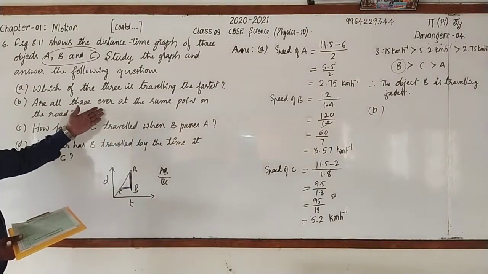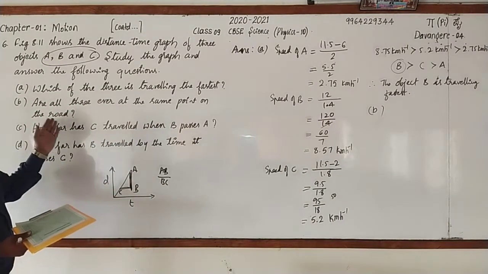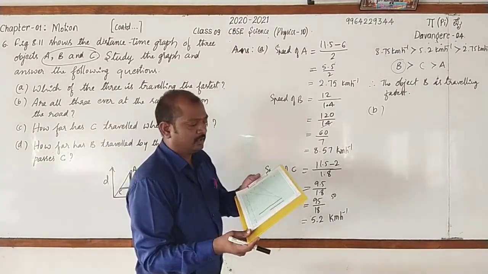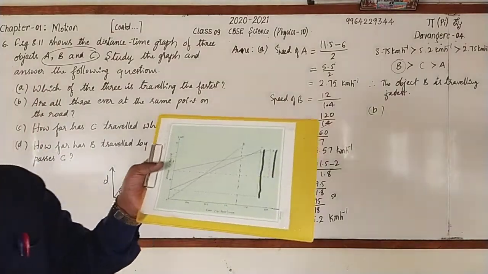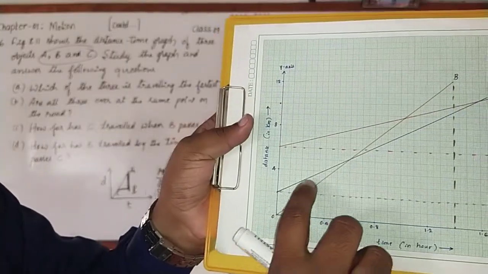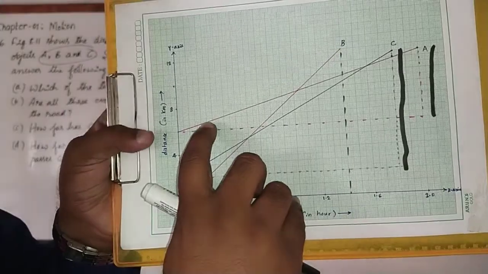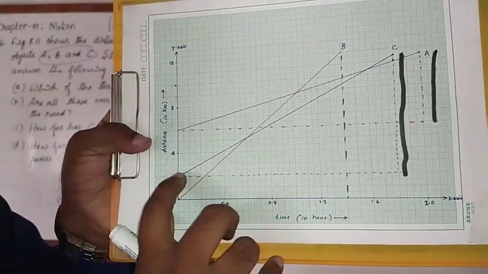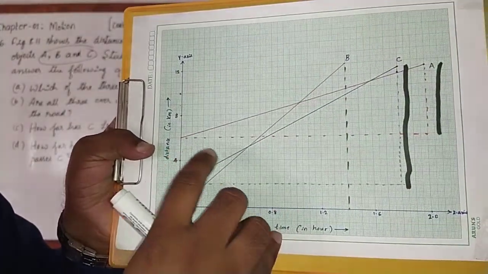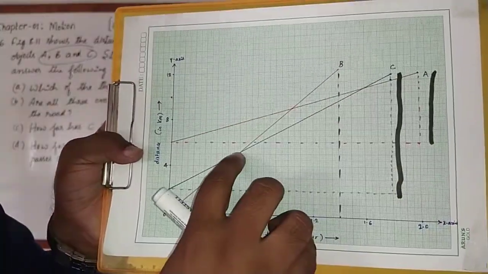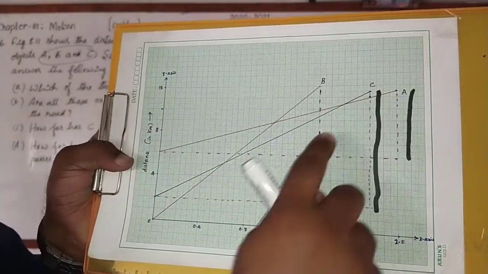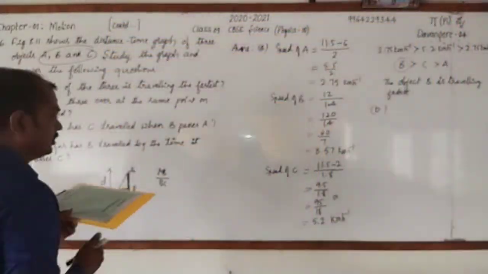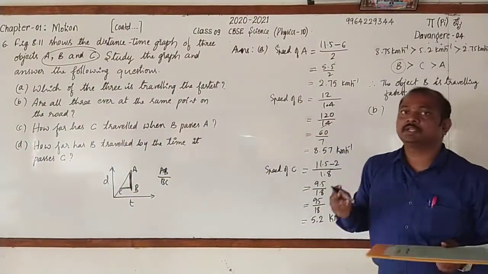Next, let's go for the second one. Are all three ever at the same point on the road? When they are traveling, do they meet at any point? All the three. You can observe that in this graph, object A and B meet at this point. Object C and object B will meet at this point. So, all the three do not meet at any point.